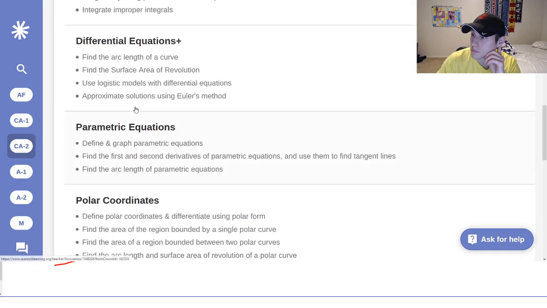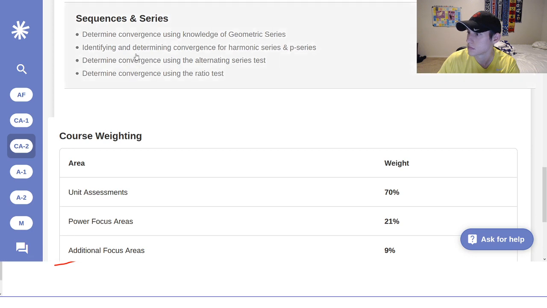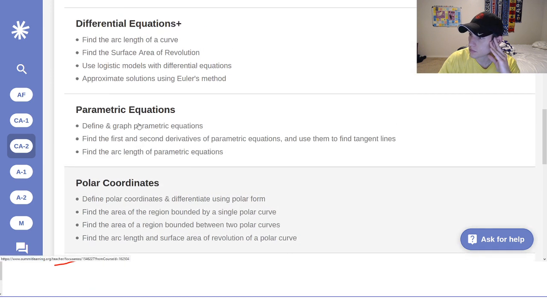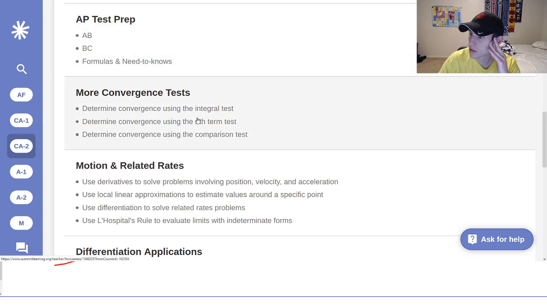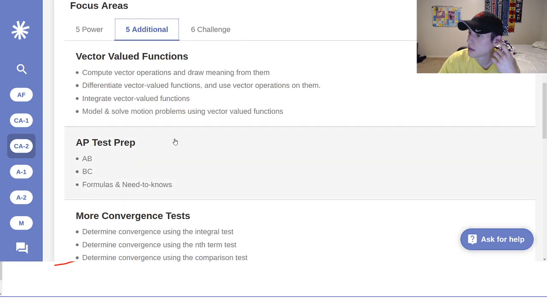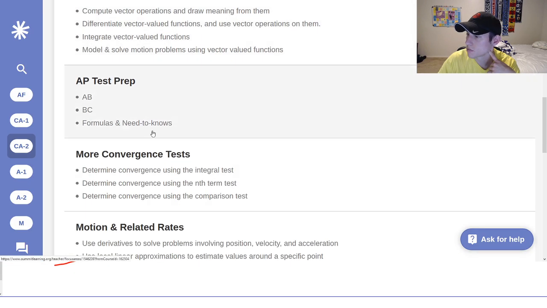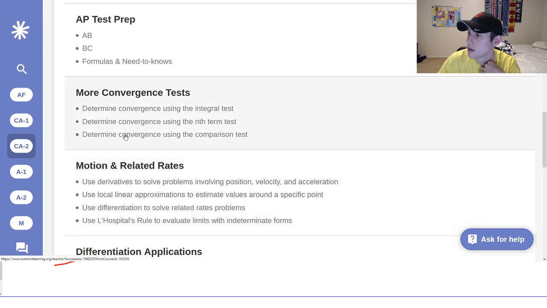All of these power focus areas are good to go, ending with sequences and series, that last one that we had talked about. And for additionals, there's really not a lot of new additionals. One of the additionals is AP test prep. Two of them were ones from last year.